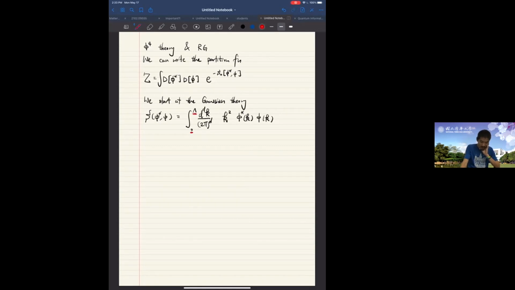Lambda is some kind of cutoff, because as a field theory, there should be some notion of the lattice, and the lattice is the shortest length scale in the system, which corresponds to some cutoff in the momentum space, which we specify as lambda here. And since it's quadratic, we call it a Gaussian theory. This is the momentum cutoff.